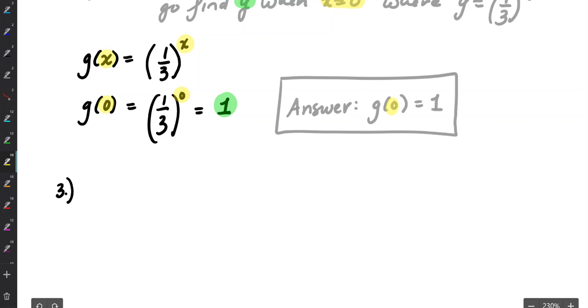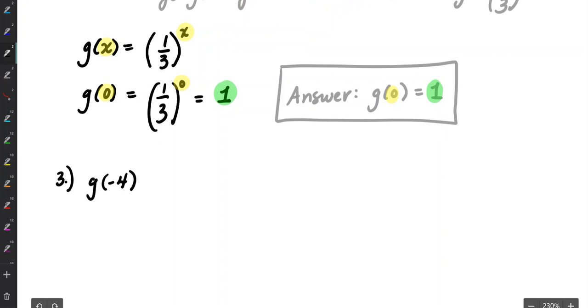When x is 0, y is 1 on the G rule, on the G function. Let's go ahead and do 3. We're asked to find G of -4. All right, I'm going to rewrite my G rule. It's 1/3 to the x. It's 1/3 to the input. And I'm inputting a -4.